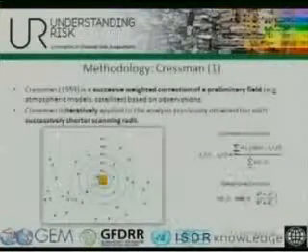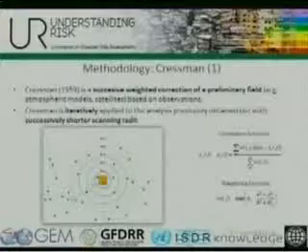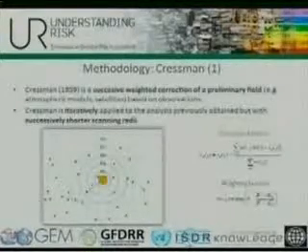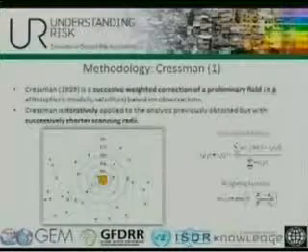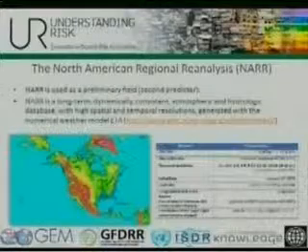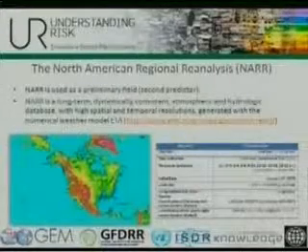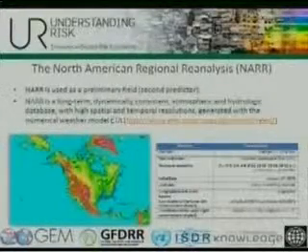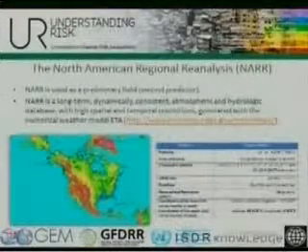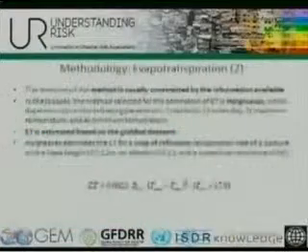So the methodology is called Cressman, and it is a successive correction of a preliminary field, in this case the North American regional analysis. The North American regional analysis is developed by NOAA, and is the result of atmospheric model. It's a very high resolution long-term database. It has 8 reports for every day.